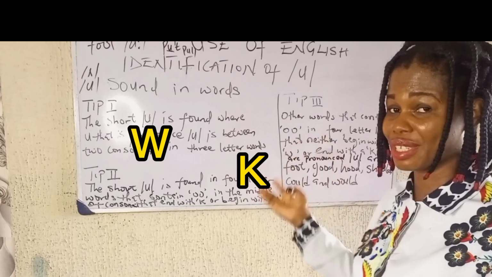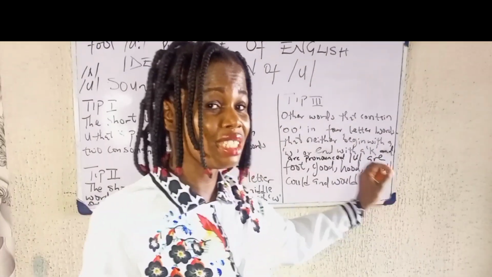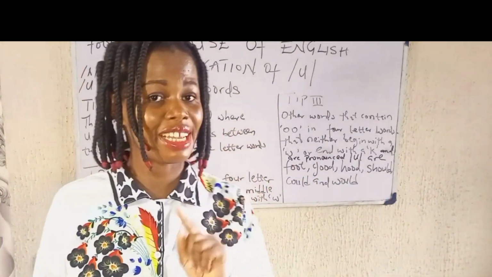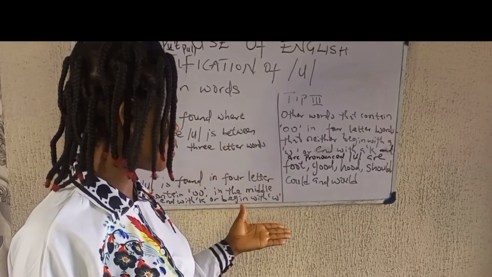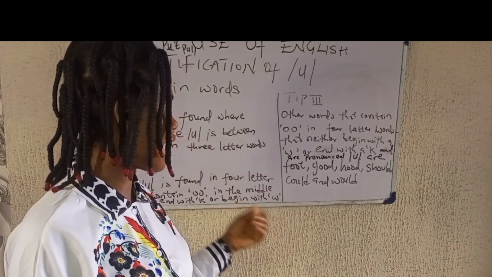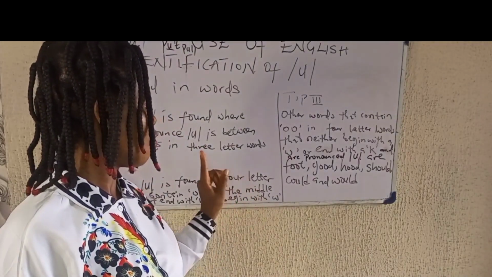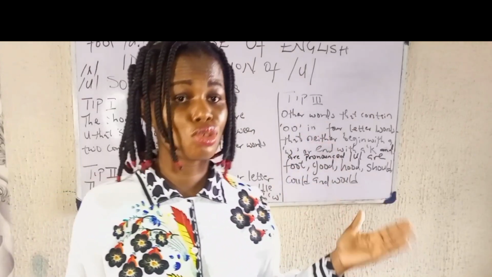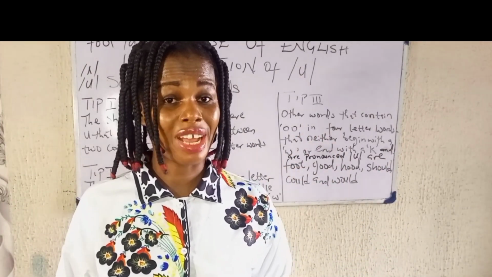Now let's see the third tip. The third tip talks about exceptions. So the exceptions are what I'm going to be showing you in the third tip. Like I said, these are tips, not rules. Other words that contain oo in four-letter words that neither begin with a w nor end with a k and are pronounced oo, short oo, are foot, good, hood. These three words contain oo and the oo are pronounced oo.